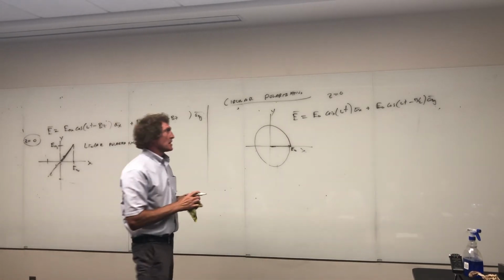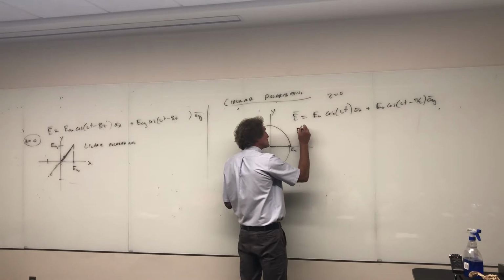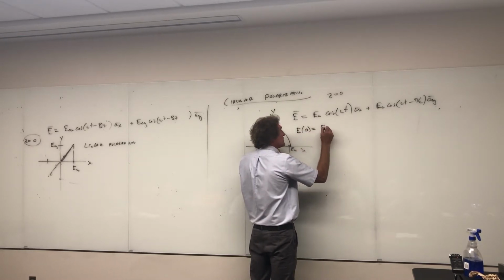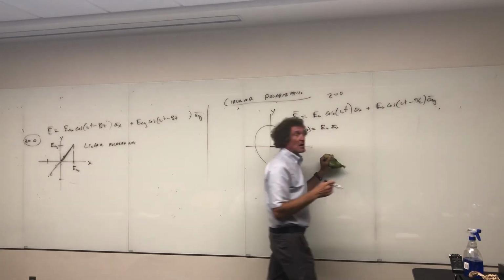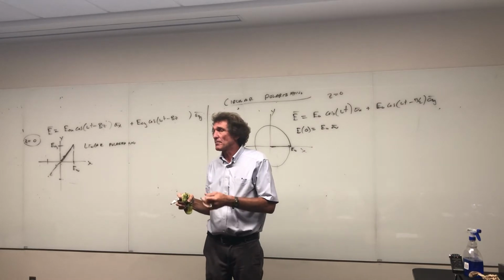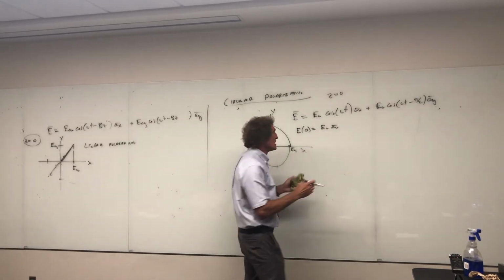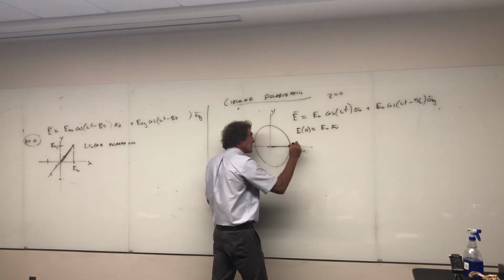Start with omega t equals 0. When omega t equals 0, I get cosine of 0 is 1. So I have E naught a_x, right? A cosine of minus pi over 2 is the same thing as cosine pi over 2. It is 0, correct, class? Cosine of plus or minus 90 is 0. So I've got nothing there. So at t equals 0, here's my electric field. That's at t equals 0.